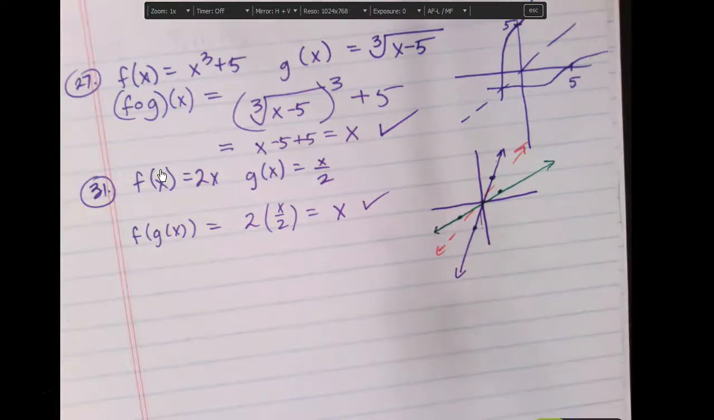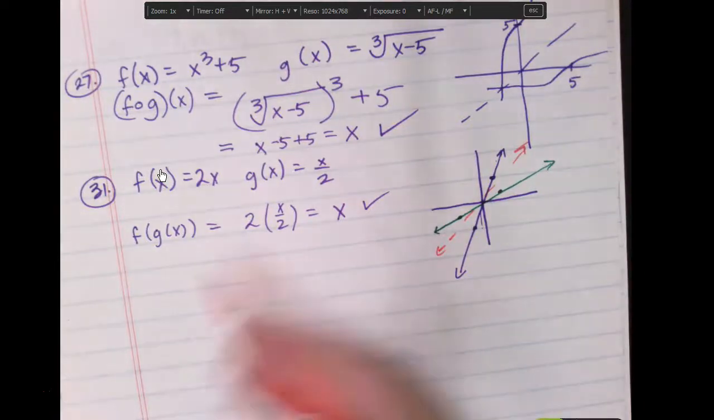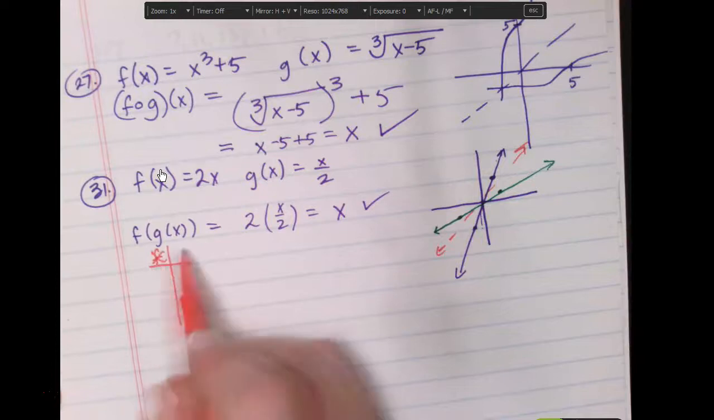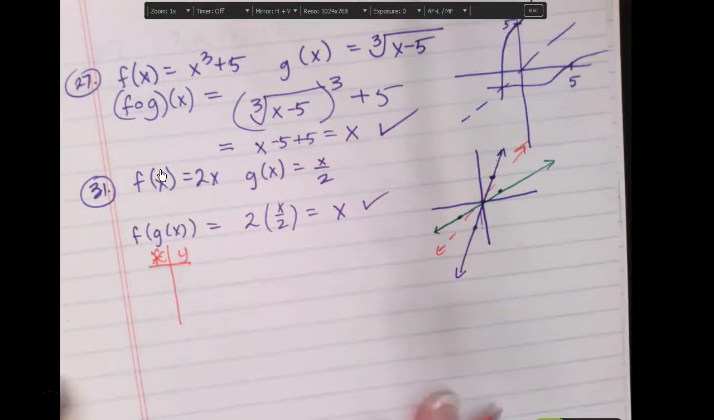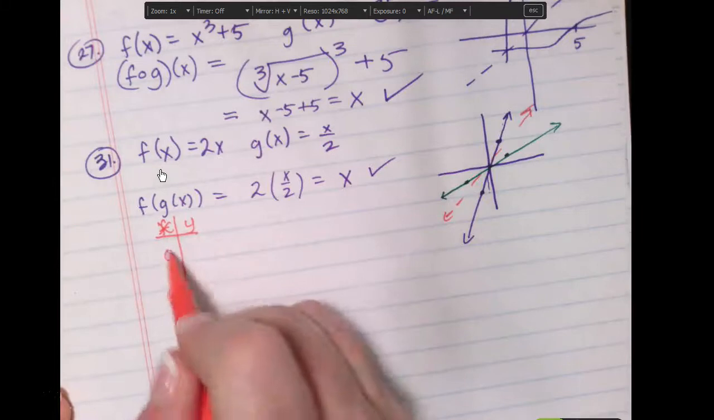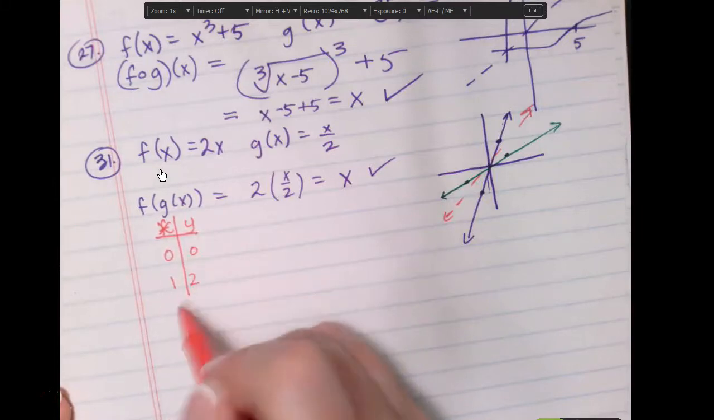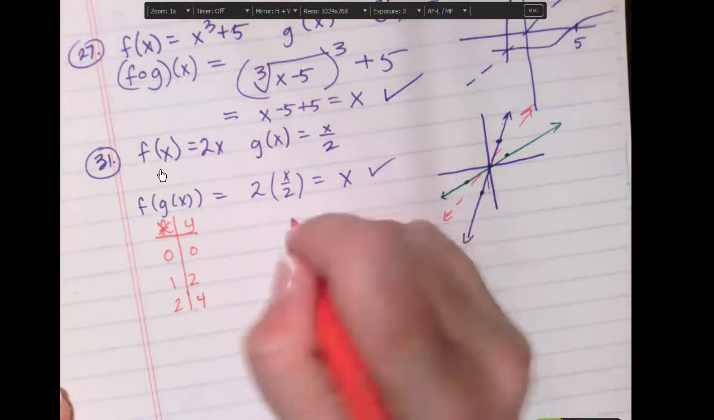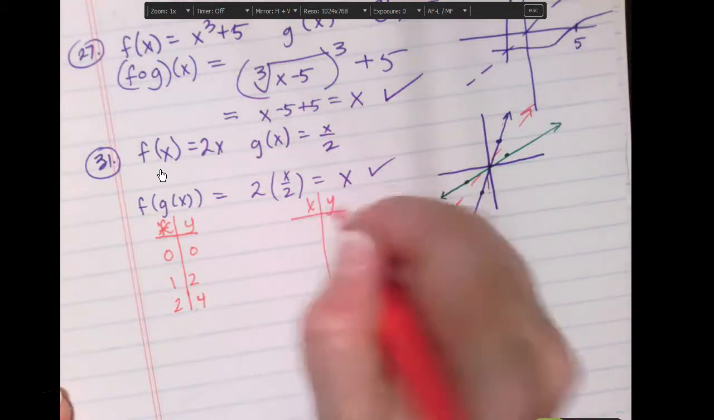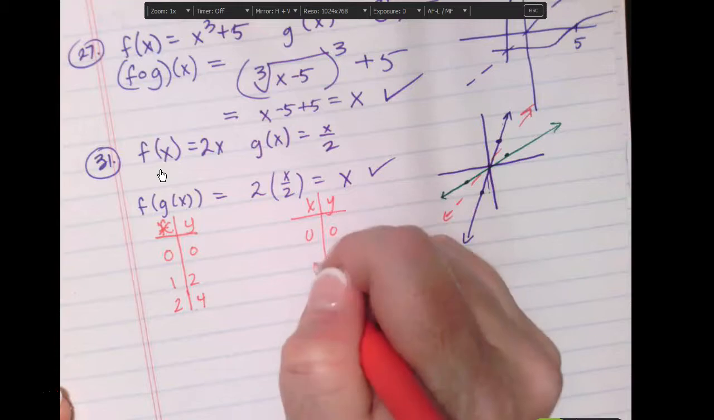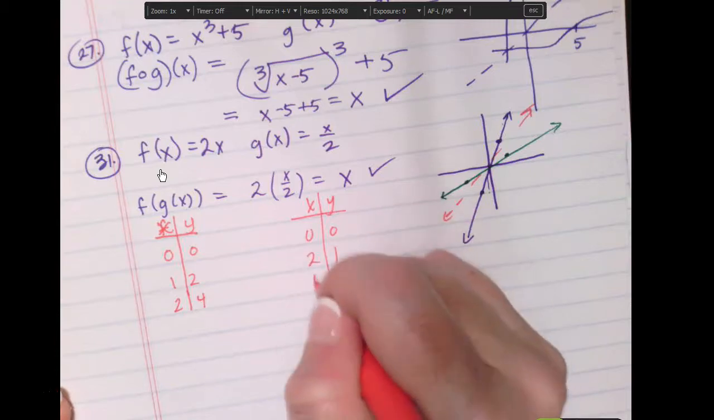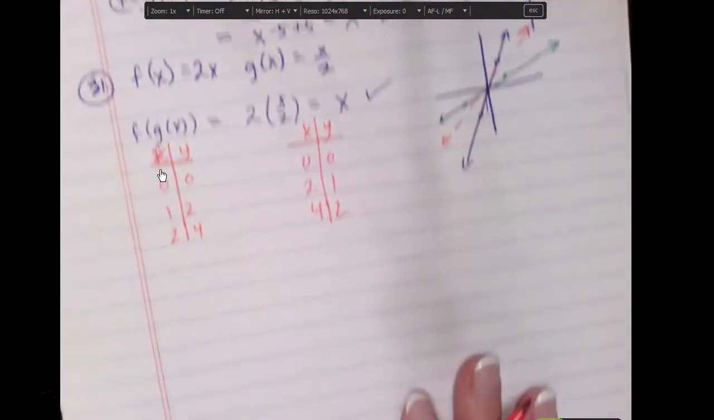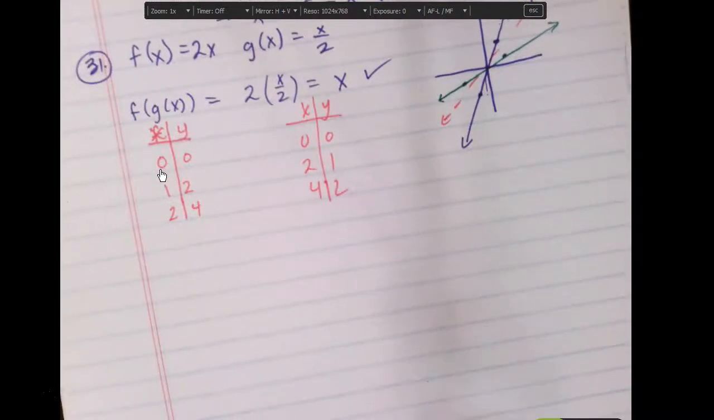I can graphically verify, and then so if I do a table of values for my original function at 0, 0, 1, 2, 2, 4, and then I do a table of values for my g of x, 0, 0, 2, 1, 4, 2, I can see that it follows the rules for inverses.